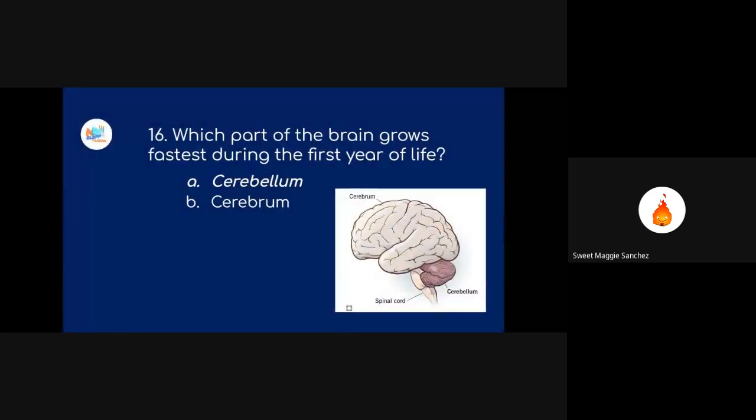Number 16. Which part of the brain grows fastest during the first year of life? So the correct answer is letter A, cerebellum. So cerebellum is in charge of balance, posture, and motor coordination, which are things na badly needed ng isang infant, no? They're learning their first few walks in life. So, ayun, balance din. Okay.